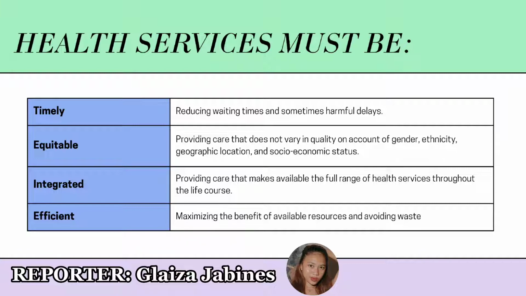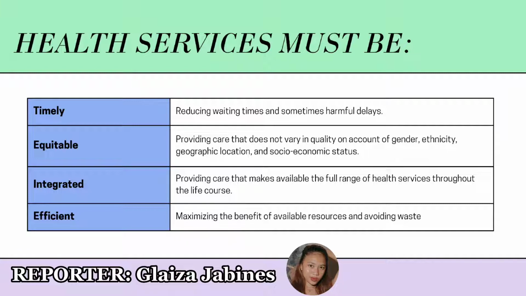Integrated is providing care that makes available the full range of health services throughout the life course. It means you are to provide a full range of health services. Dili lang kay pili lang ang imong ihatag. Dapat everything that you can offer, you have to provide it to the people in your community. Then efficient. Efficient means maximizing the benefit of available resources and avoiding waste.